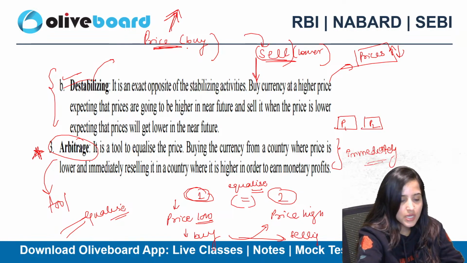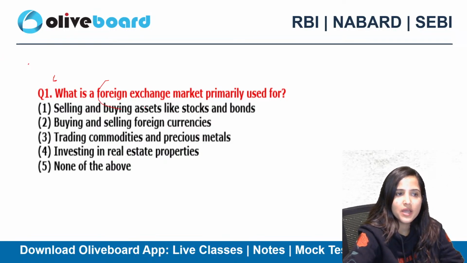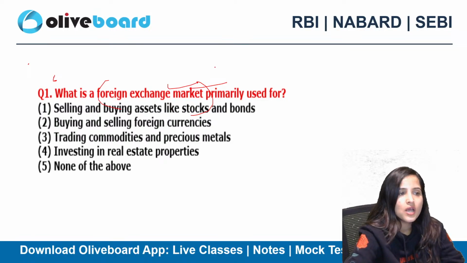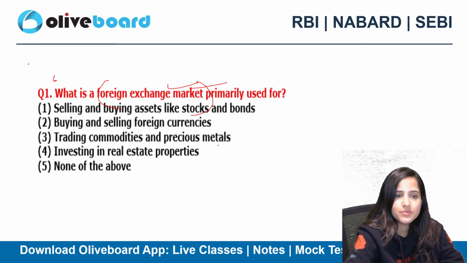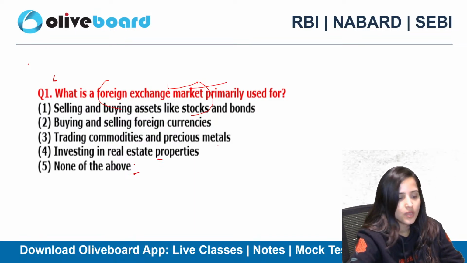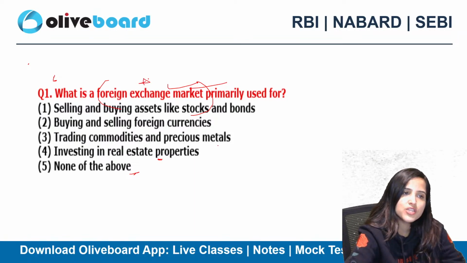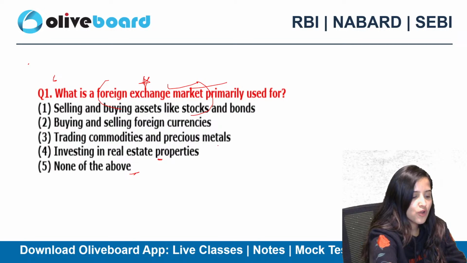So if you've understood, let's try and solve this question. What is a foreign exchange market primarily used for? तो foreign exchange market का कहाँ use है, किस चीज के लिए ये use होता है? First is your buying and selling assets like stocks and bonds, buying and selling of foreign currencies, trading commodities and precious metals, investing in real estate properties, none of the above. So what is the answer to this question? All those who are watching, try and solve this question. What is the role of foreign exchange market? क्या रोल है फॉरेन एक्सचेंज मार्केट का?